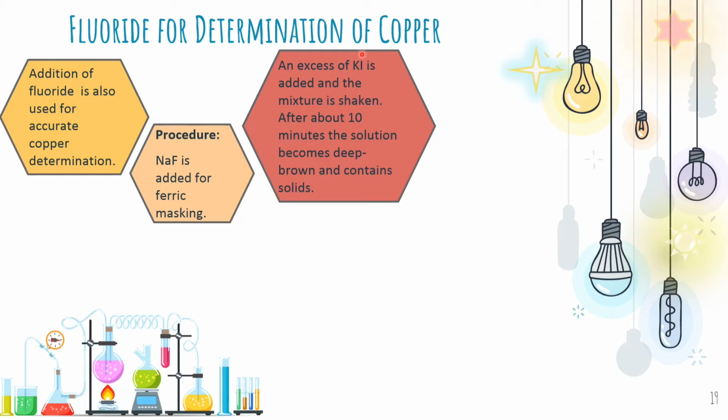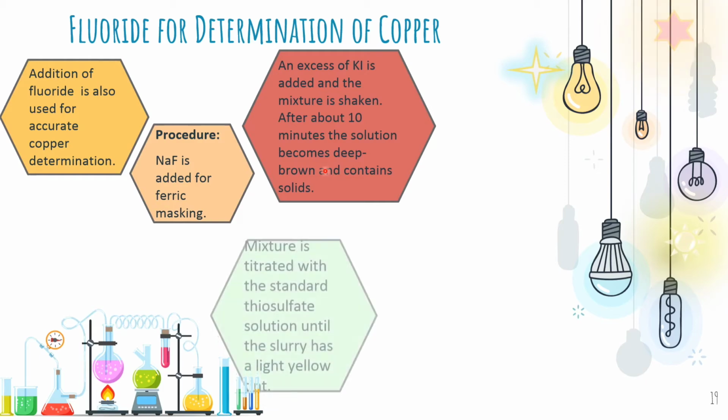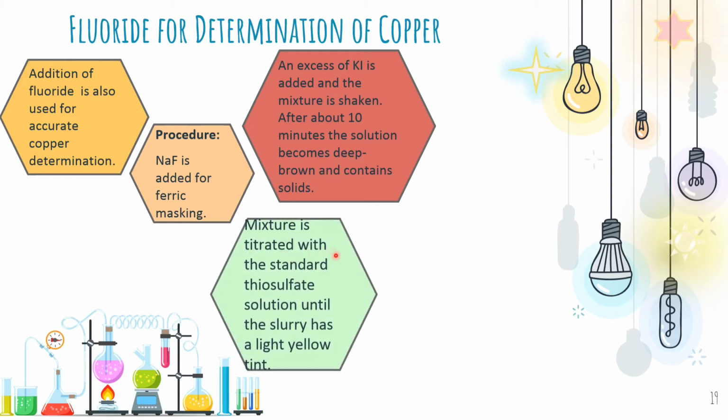Excess potassium iodide is added and the mixture is shaken vigorously. That shaking will mix all the contents together, and after about 10 minutes the solution becomes deep brown in color. So the same thing is going to happen: the solution turns from a yellowish color into deep brown. Next, the mixture is titrated with standard thiosulfate solution until the slurry has a light yellow tint.